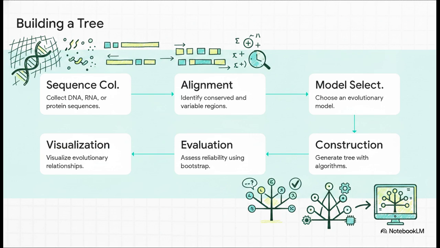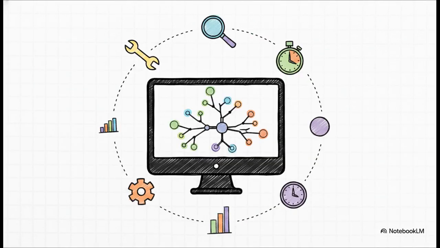Step 3 is model selection. They have to choose a mathematical evolutionary model to describe how these sequences changed over time. Step 4 is tree construction, where the heavy computational lifting happens. Step 5 is tree evaluation, to statistically test if the tree is actually reliable. And Step 6, finally, is tree visualization, translating all that complex math into the branching diagrams we just talked about. And just to be clear, scientists are absolutely not doing this with a pen and paper. They rely on a heavy-duty bioinformatics toolkit. We're talking software with names like Mega, which handles alignment and analysis.